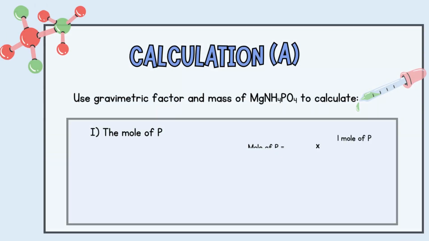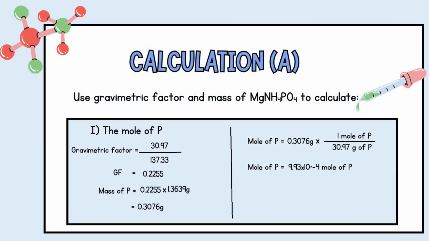For the calculation, we use the gravimetric factor and the mass of magnesium ammonium phosphate to calculate. First, the mole of phosphorus. We need to calculate the gravimetric factor and we got 0.2255. Then, the mass of phosphorus we got 0.3076 grams, and we calculate the mole of phosphorus and we got 9.93 × 10^-3.